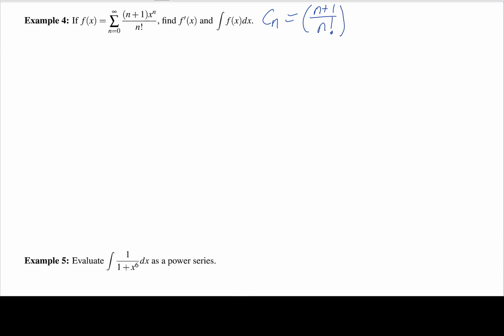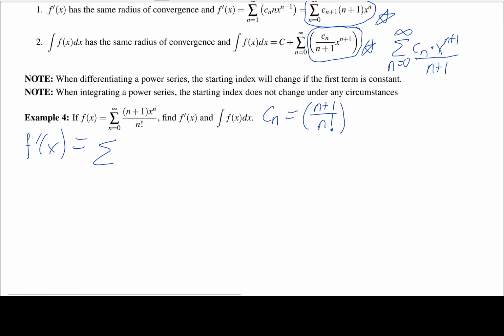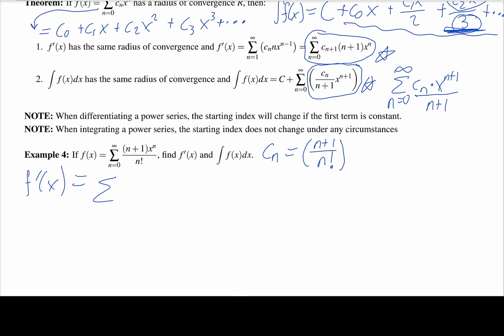Right, and so now we can write this as c sub n times x to the n, a proper power series. So let's say we're taking the derivative of this. Well then f prime of x, this should be the sum. Oh, actually before I start this, I want to go over these notes real quick.